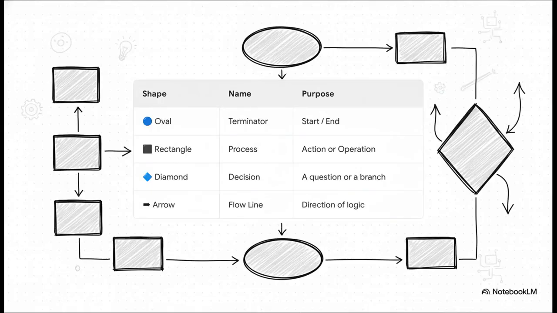And here are the basic building blocks you'll see. The ovals are your start and stop signs. The rectangles, that's where the action happens, like doing a calculation. And that diamond, that one's super important. That's a decision point, a fork in the road where the program has to make a yes or no choice. And the arrows, well, they just show you which way to go.